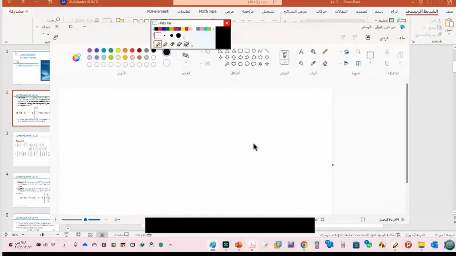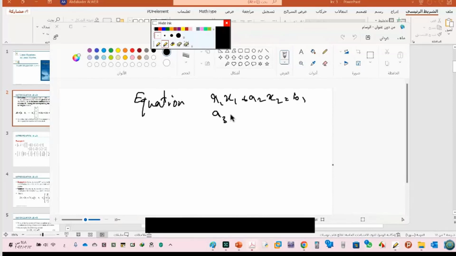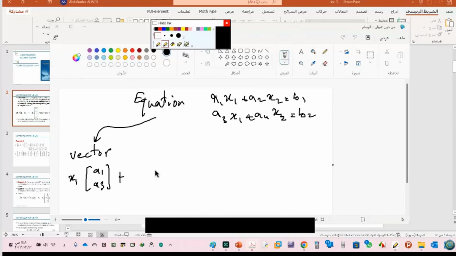Yes, here we are. In the previous week, we said that we have either equation, for example A1 x1 plus A2 x2 equal B1, A3 x1 plus A4 x2 equal B2. And we said we have also vector. So for example, I have x1 times A1, A3, plus x2 times A2, A4 equal B1, B2.